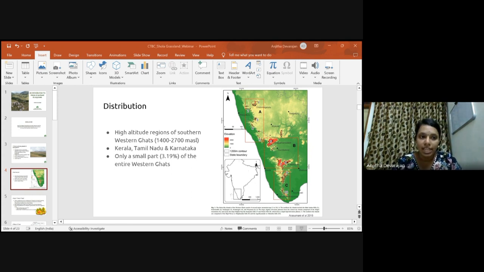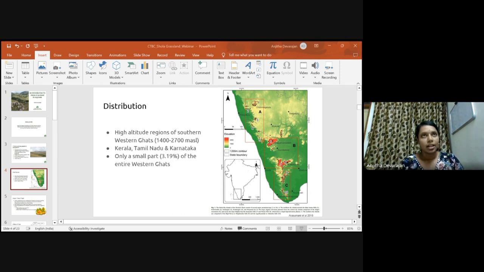So we were saying that this is a very unique ecosystem, that two entirely different habitats are coexisting in similar environmental or climatic conditions. So how is this possible? The Clement's monoclimatic theory does not actually support this concept. So earlier it was believed that these grasslands formed because of some human or anthropogenic activities.